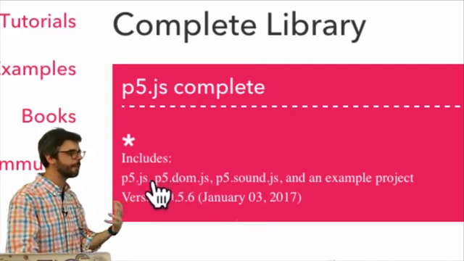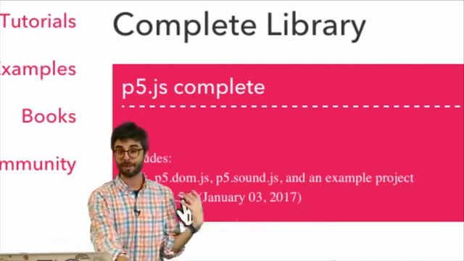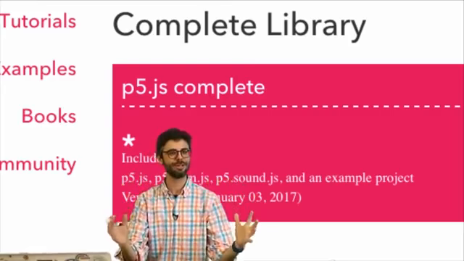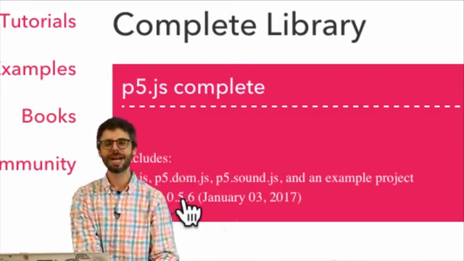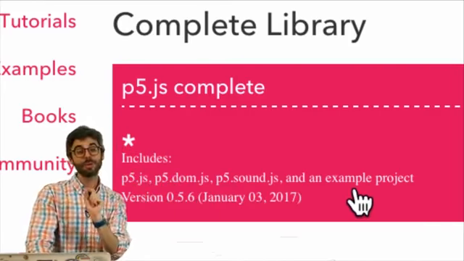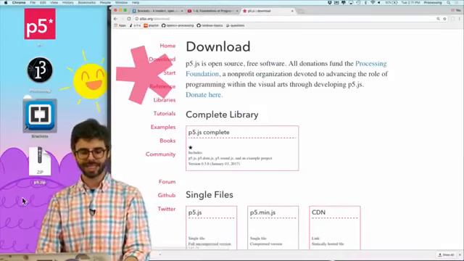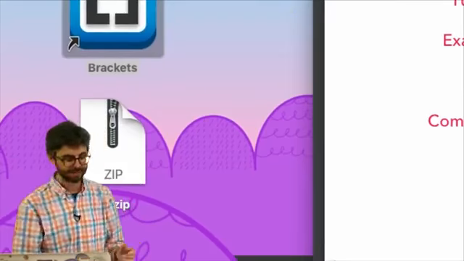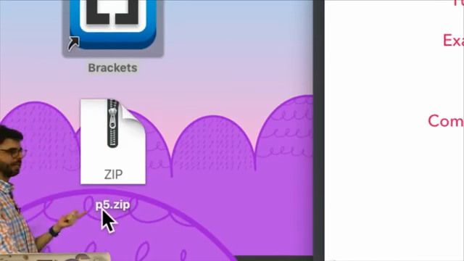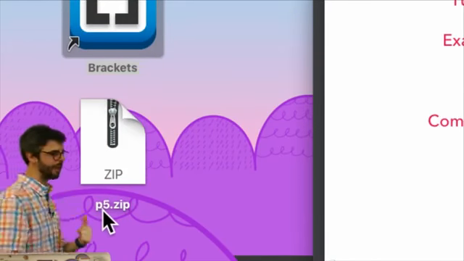So this comes with a bunch of files which are the individual library files, and those might matter to you to some extent, but for us right now, we don't need that stuff. What we really want is that example project. So if you click that and download it, you're going to get a file called p5.zip. And I already have it right here. So this is the file that's going to download, p5.zip.